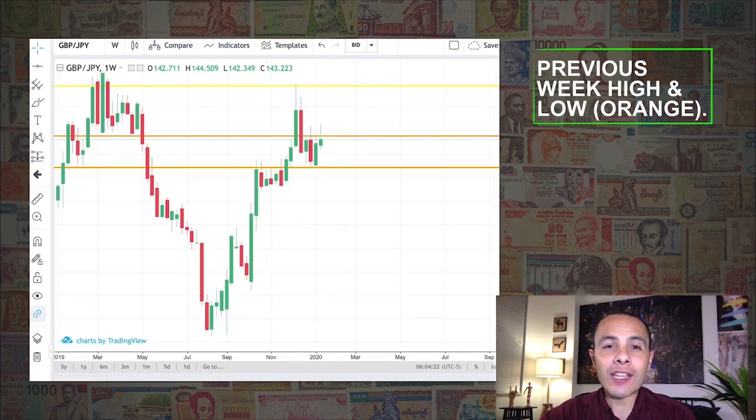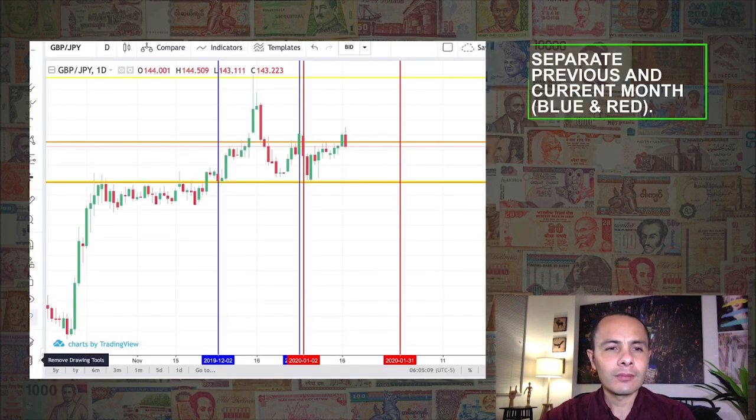Next, go to your weekly chart and do the same. Find your previous week high and low. Move down to the day chart and separate the beginning and the end of your previous and current month.